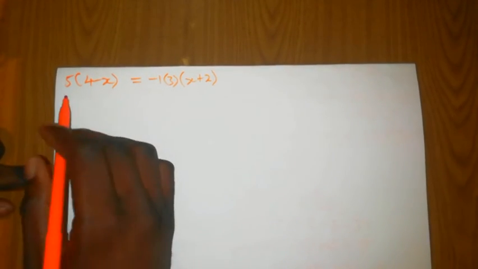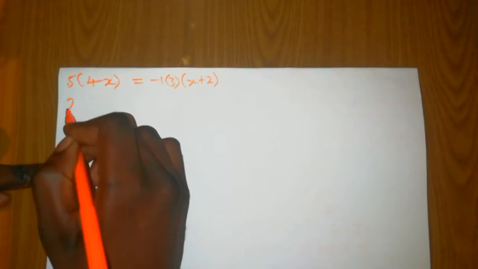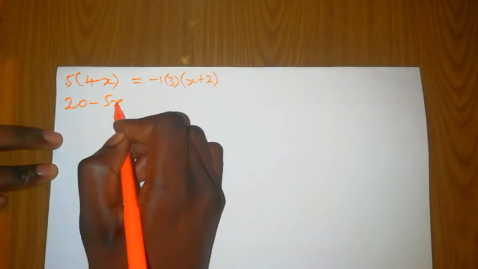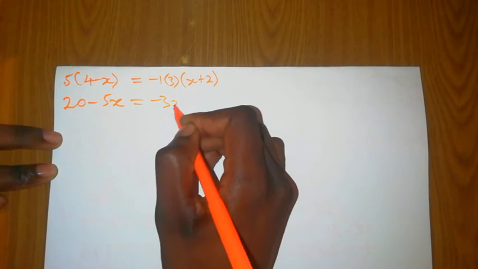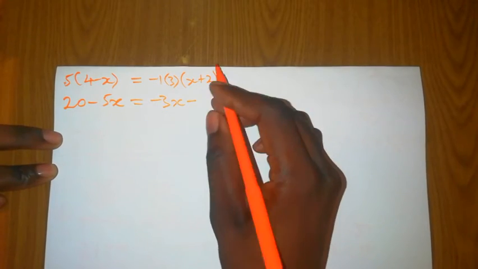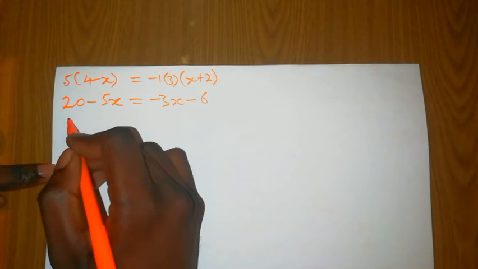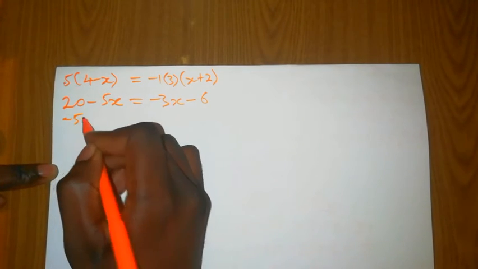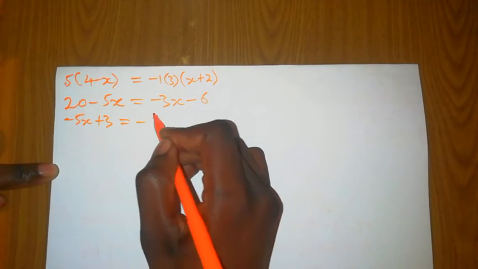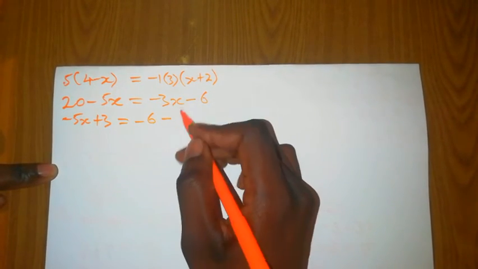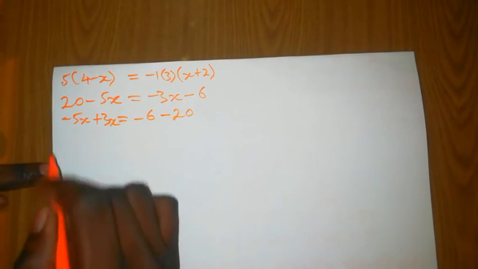So as I continue, I'm going to have my 5 times 4. That's a 20 minus 5x is equal to -3x -6. And now collect my like terms here. It's now -5x plus 3 is equal to -6x -20. This is 3x. That is my 3x.